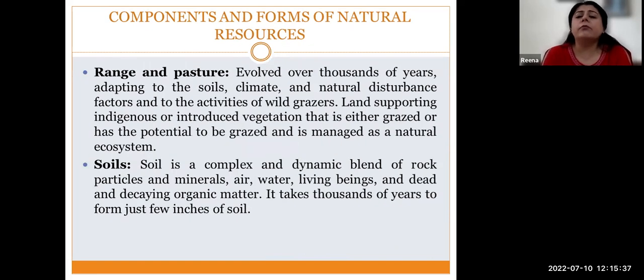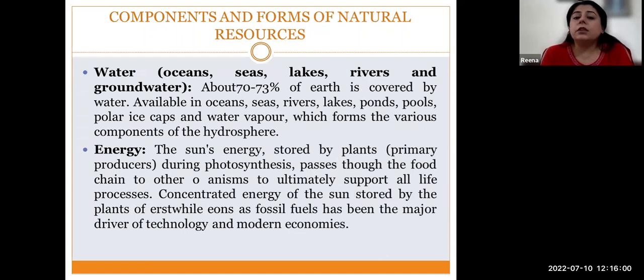Then in soil also, you have a complex and dynamic blend of rocks and particles. And this topsoil takes thousands and thousands of years to become the most fertile layer, which can give nutrients to our food crops and cash crops. Okay. So then we have about 70 to 73% of our earth covered with water. We have energy reserves in terms of solar energy, then concentrated energy in terms of fossil fuel. Fossil fuel is again a kind of sun's energy stored under the reserves, which took several years to become fossil fuels. So it is again a major driver of technology and modern economy in any country all over the world.